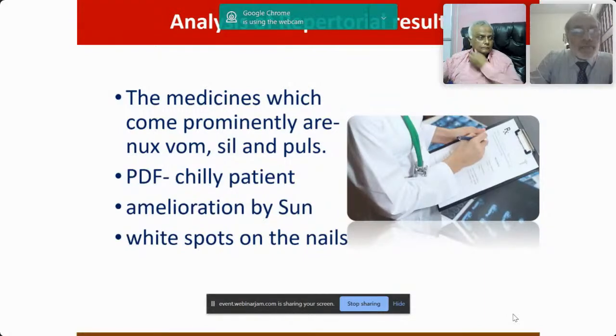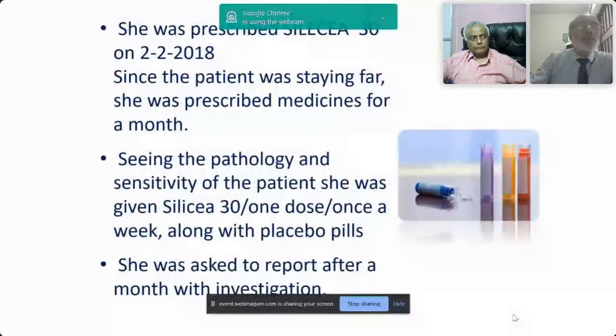Nux vomica was basically ruled out because the patient has never got angry as per the parents' statement. And also, Silicea covers a little more points. What is that? Aggravation by sun and white spots on the nails. So she was prescribed Silicea. She was staying far, so she was given medicine for a month. And seeing the pathology and sensitivity, she was prescribed Silicea 30 once a week with placebo pills.